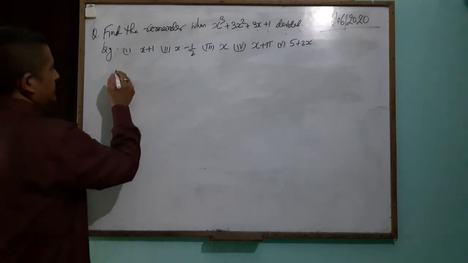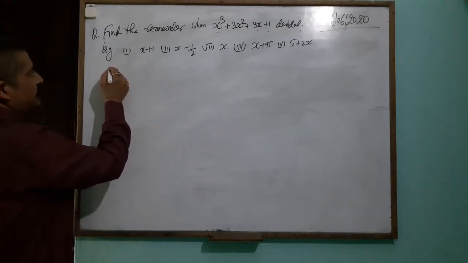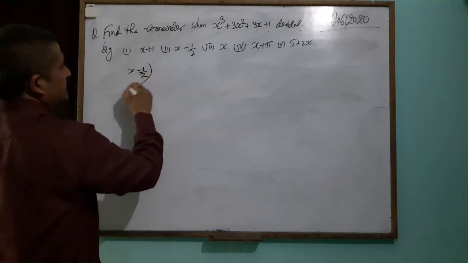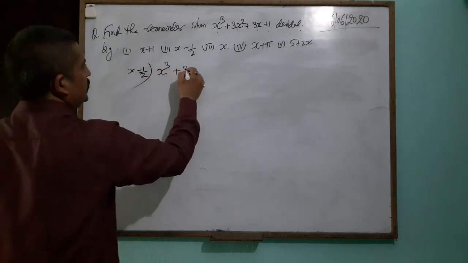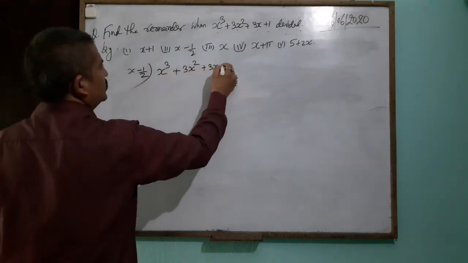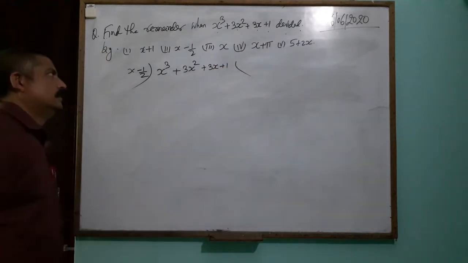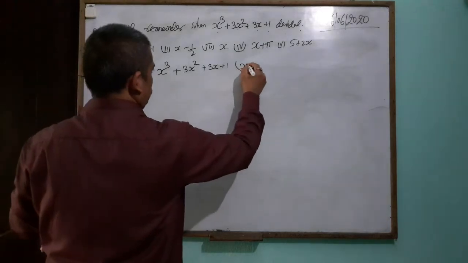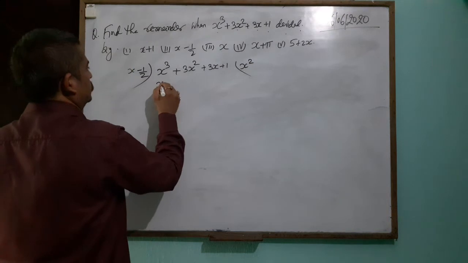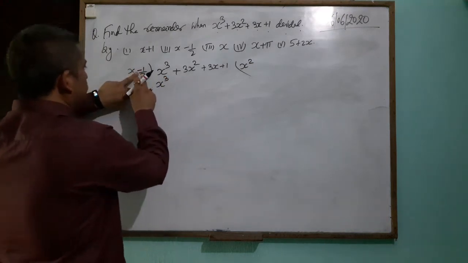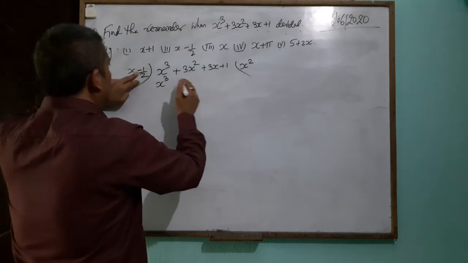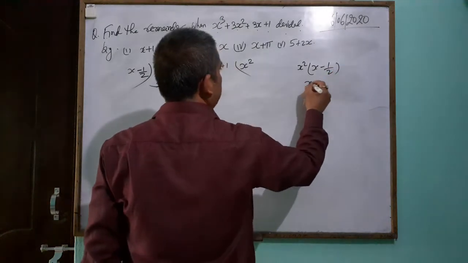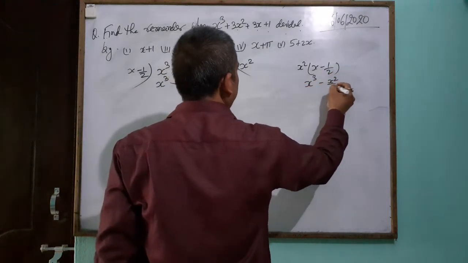One question will be discussed and the rest of the questions will be solved by you. Divide x minus 1 by 2 into x cube plus 3x square plus 3x plus 1. First x cube, x square: x cube minus 1 by 2 into x square, minus 1 by 2 means x cube minus x square by 2.